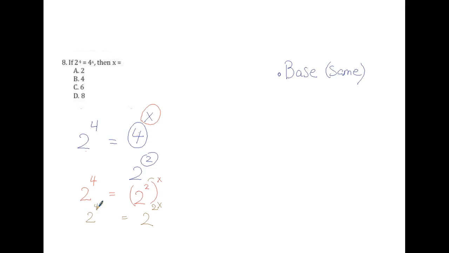Now, once your bases are the same, 2 and 2, if the bases are the same and the two terms are equal, therefore the powers have to be equal. So that means that 4 has to equal the 2x. And if 4 equals 2x, then x is simply 4 divided by 2. So x equals 2.